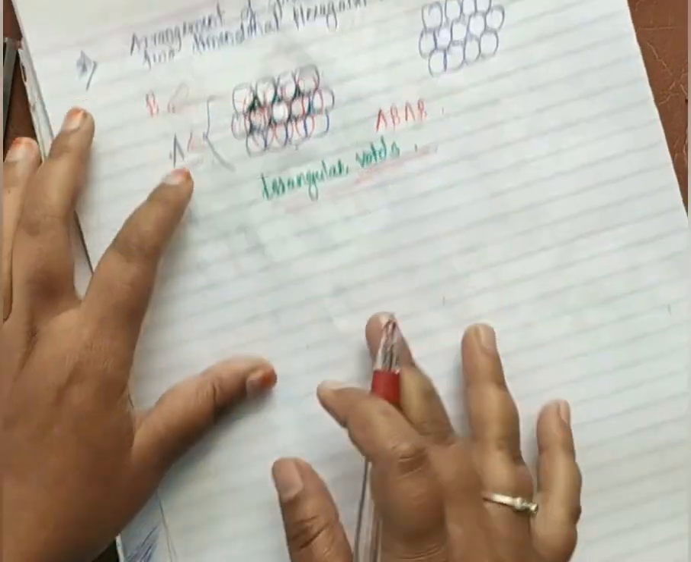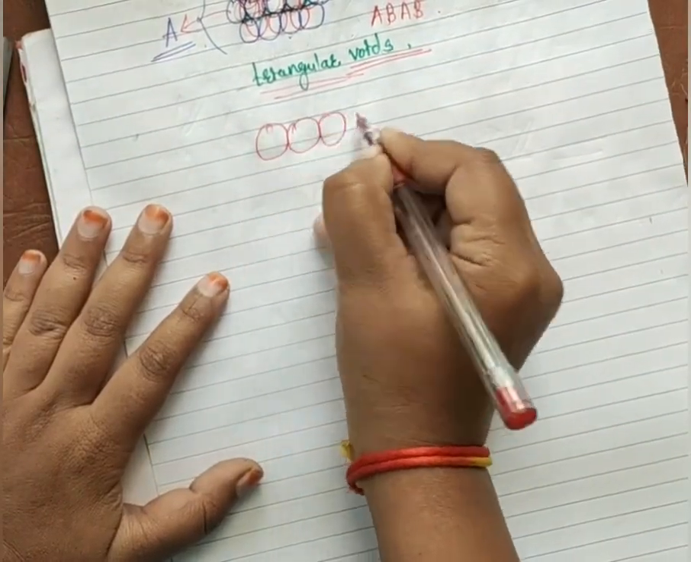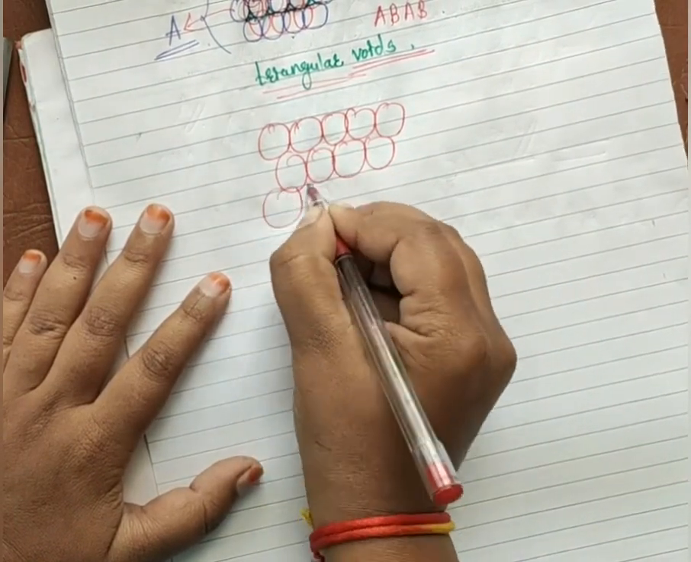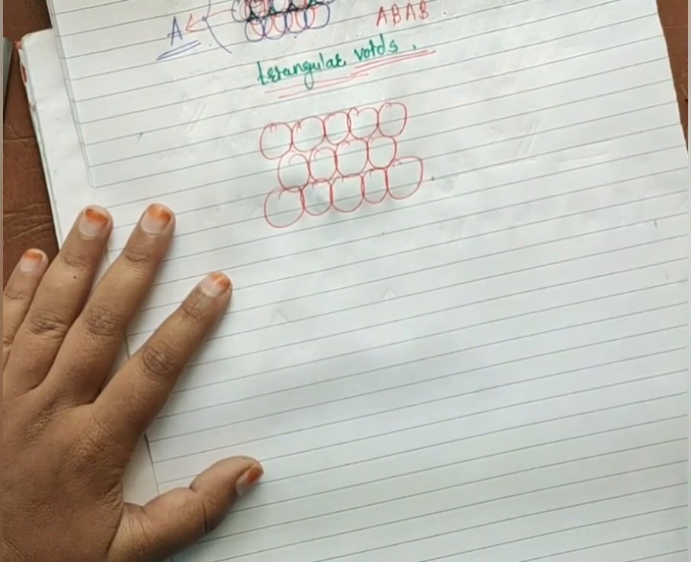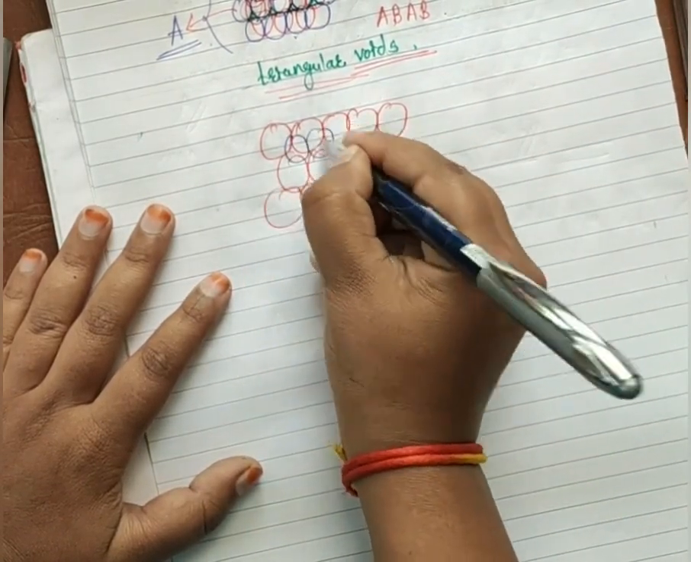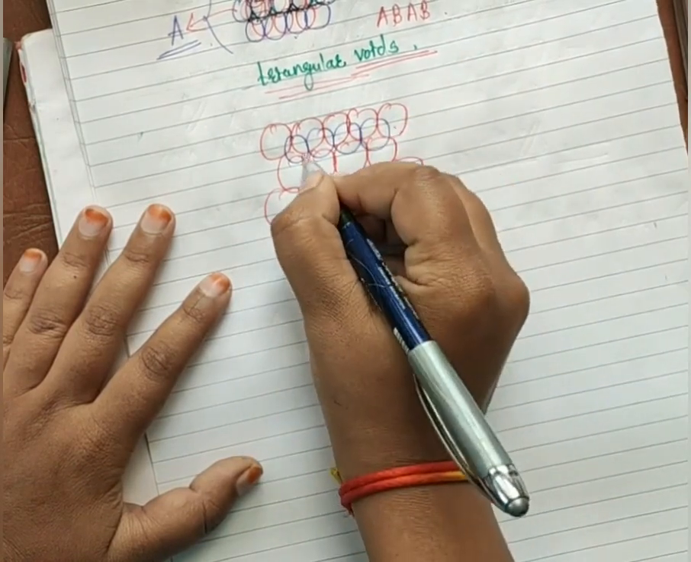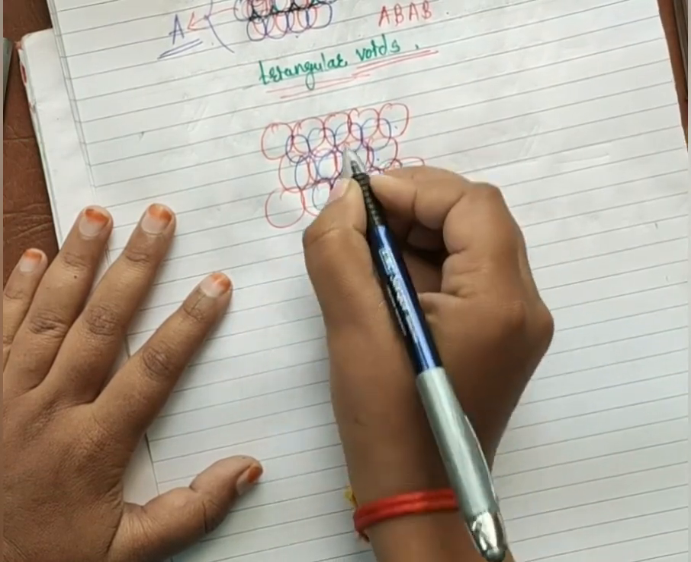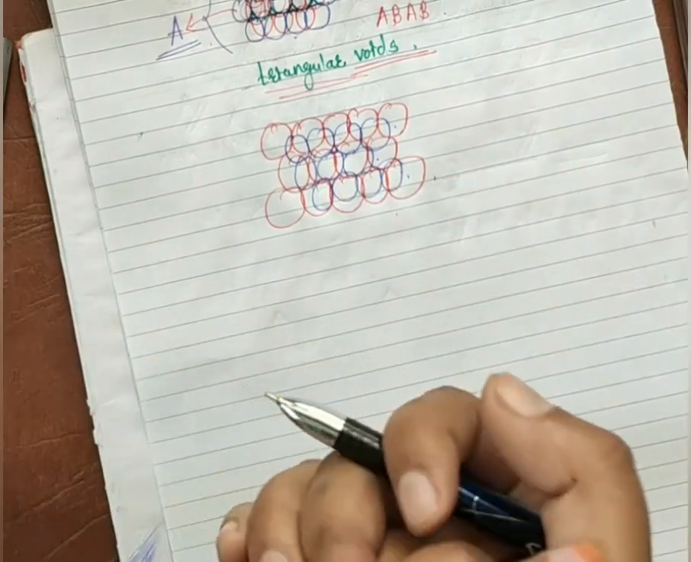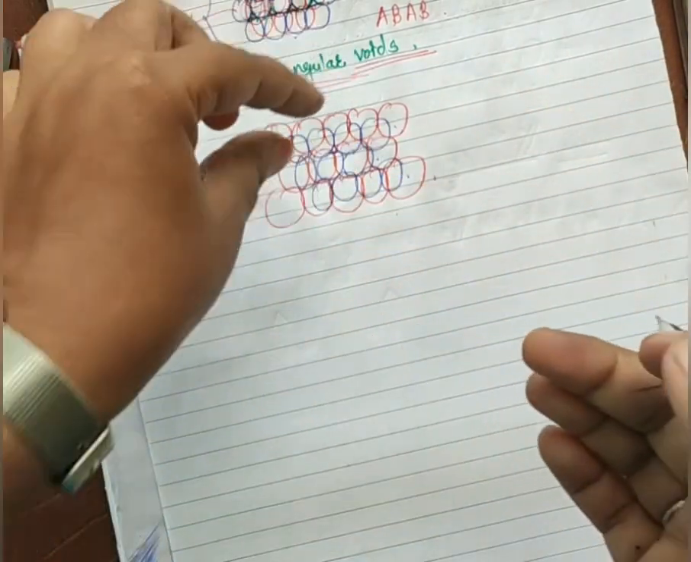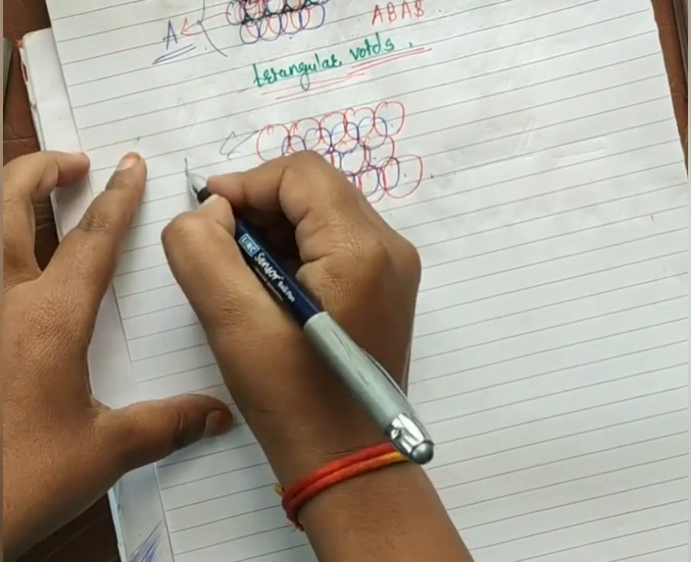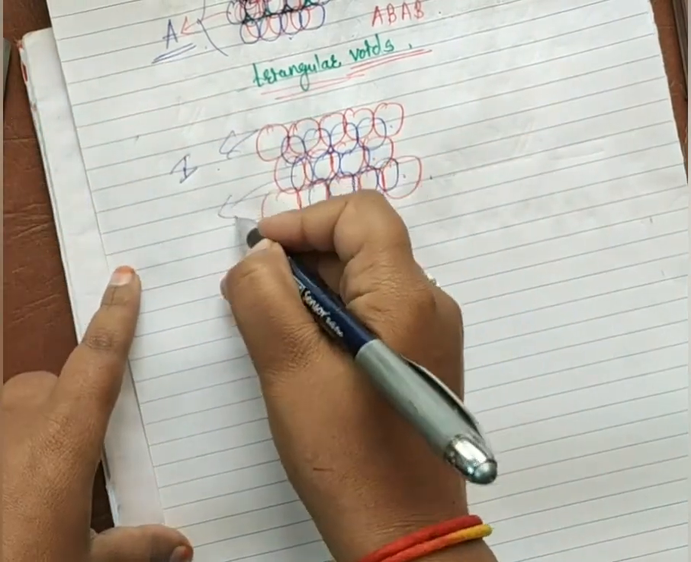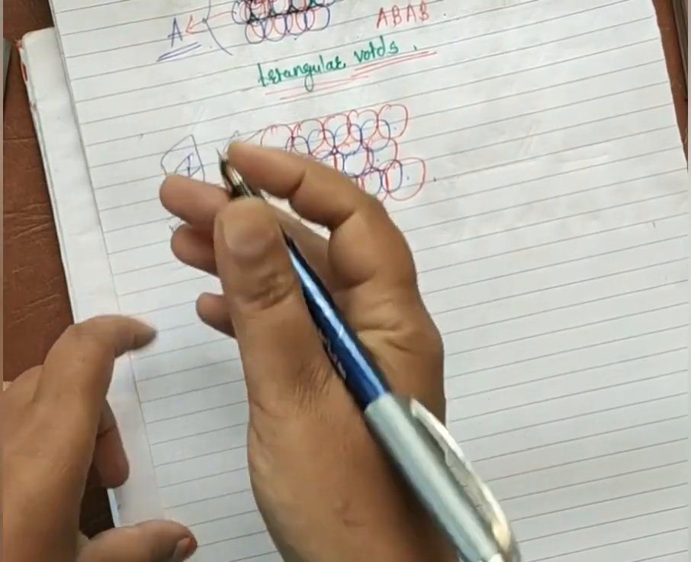Suppose I take only one layer of hexagonal close packed structure, this is your first layer. If I put the second layer of hexagonal close packed structure here, it will be present in the middle. So whatever voids are present in the first layer will not be covered by the second layer. So the arrangement will be different.